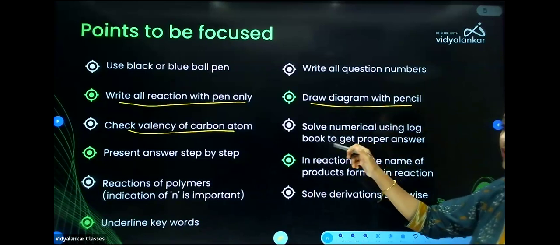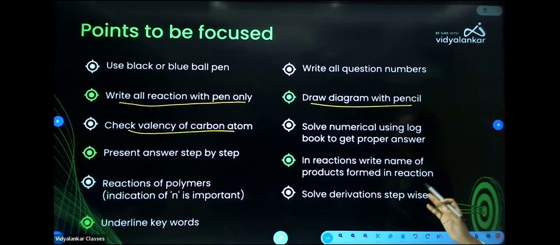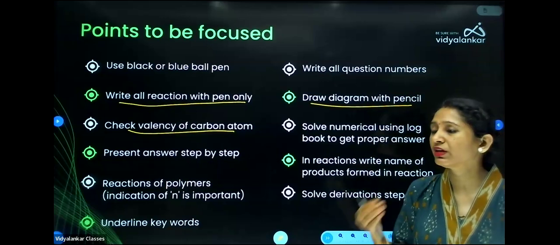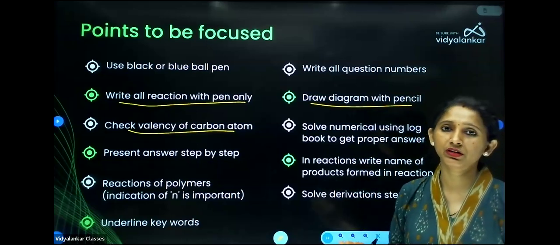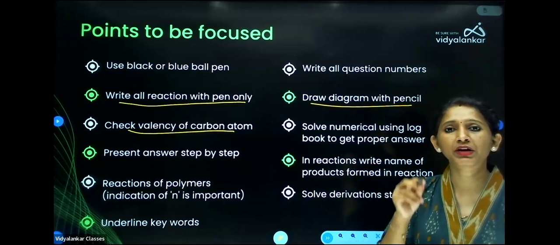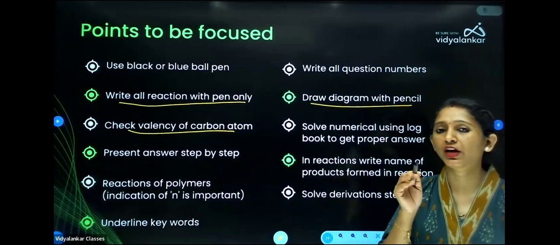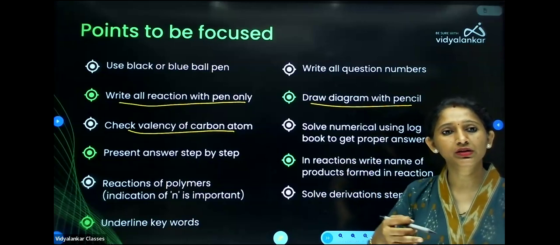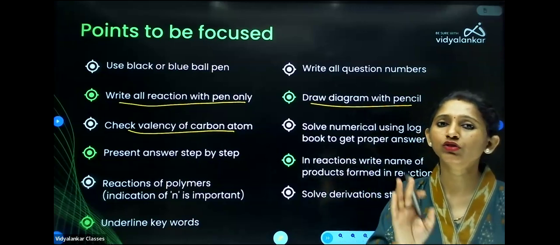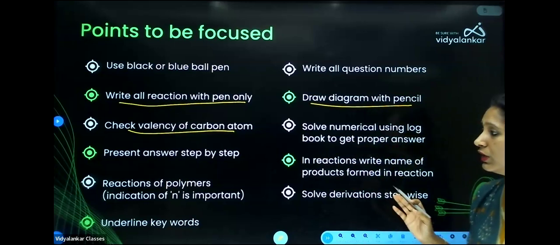After that, as I said earlier, you need to solve all the numericals using the log table only to get the proper answer. If a proper answer is required, the logbook is compulsory. So logbook use is very important, and practice with the logbook is very important. As I said, textbook solved numericals and unsolved numericals: practice all those numericals, solving them using the logbook only.